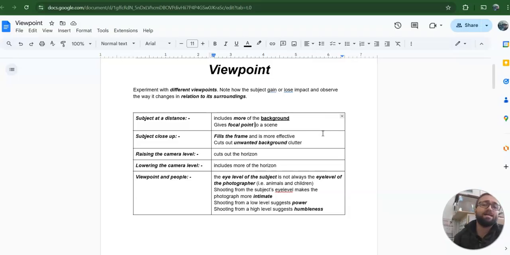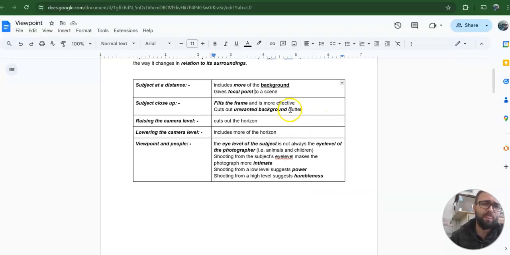Then raising the camera level so that you cut the horizon also has a very special effect. When you raise your camera and look down, you are diminishing, sort of making it smaller, your subject. And when you are lowering your camera, this includes more of the horizon. You're putting emphasis on the size of your subject.